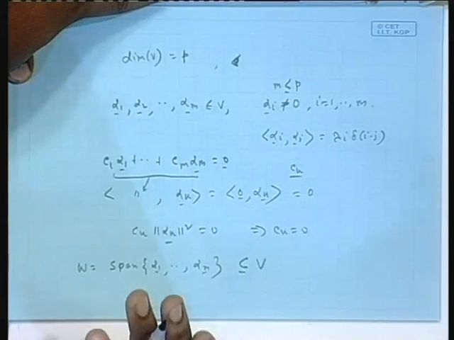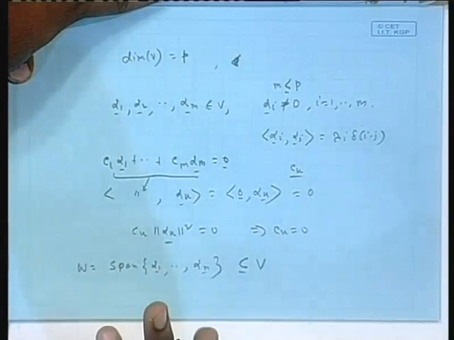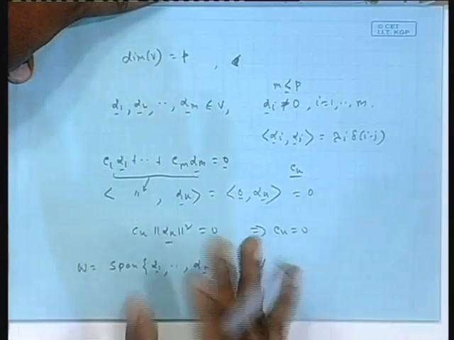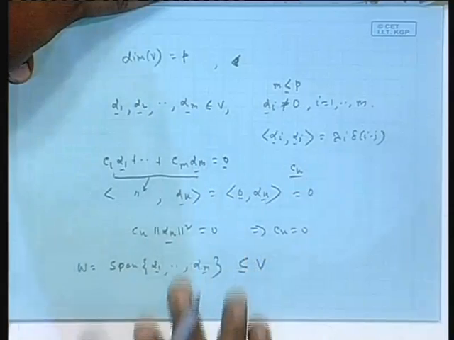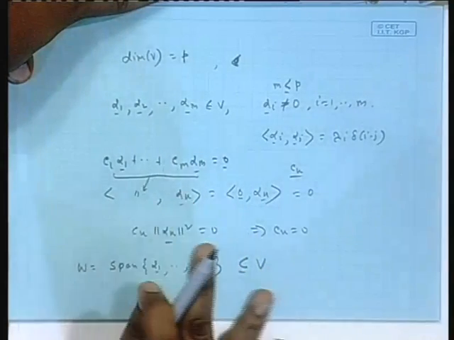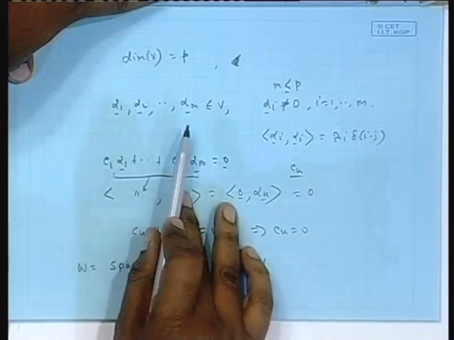The answer is no, because the dimension of the vector space is p. That means if you consider any linearly independent set, the maximum number possible is p, and that will form a basis of the vector space V. So you cannot have more than this; m cannot be greater than p. Okay. m can be less than p, no problem.